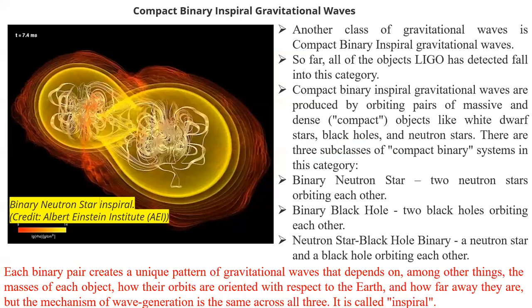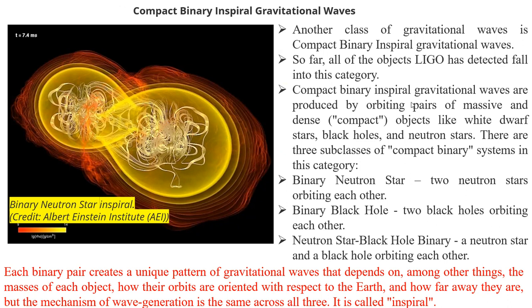The second one is compact binary inspiral gravitational waves. You can see in the image here, these two are binary neutron stars spiraling around each other. Within that, there's a field. This is not there, this is an artistic view actually. Another class of gravitational waves is compact binary inspiral gravitational waves. So far, all the objects which were detected by LIGO fall into this category.